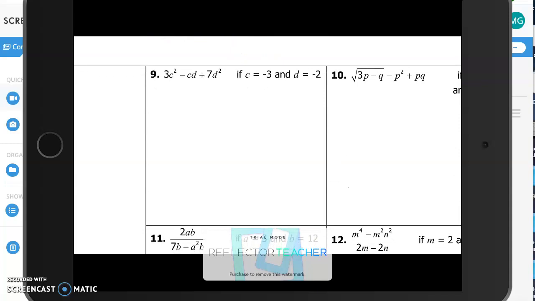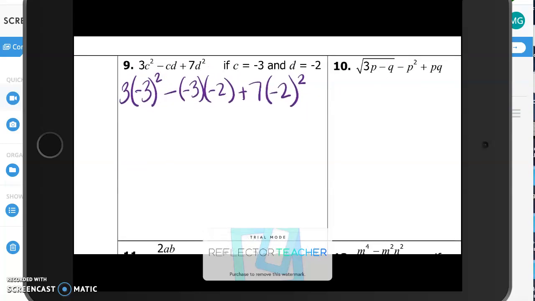Number 9, we have 3 times c is -3 squared minus -3 times -2 plus 7 times -2 squared. So my rule of thumb is, especially if you have negative numbers, it's just always easier to put those in parentheses.